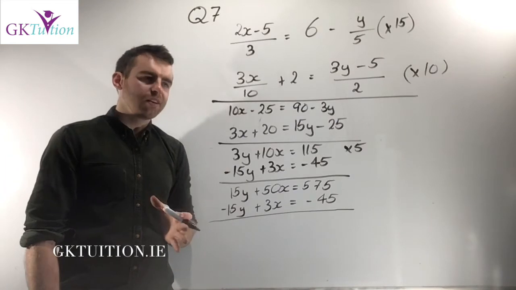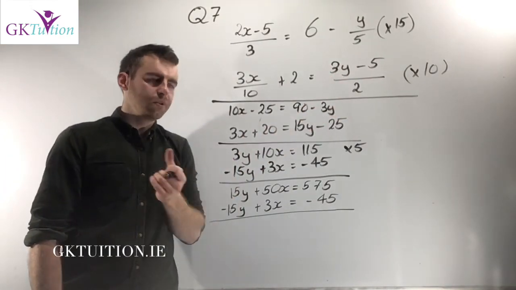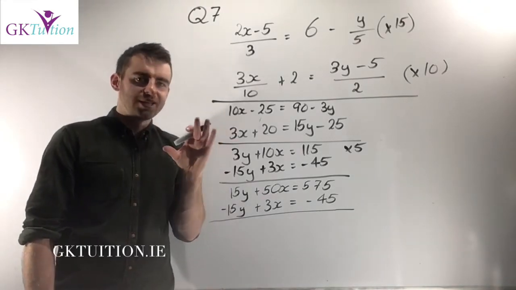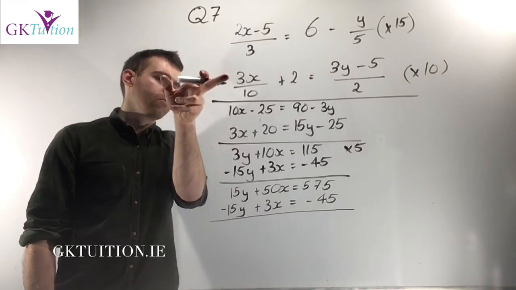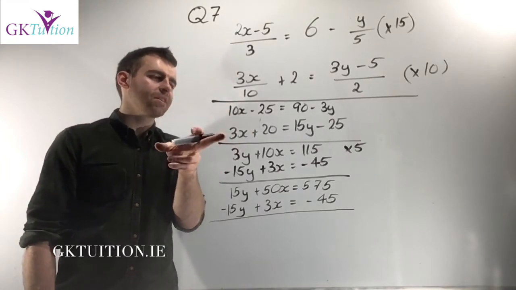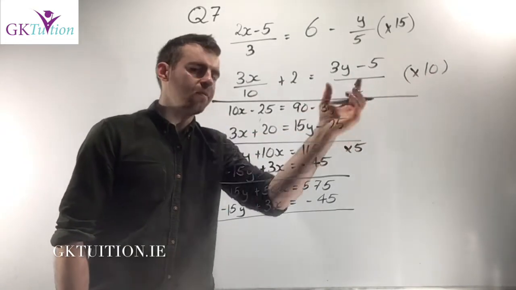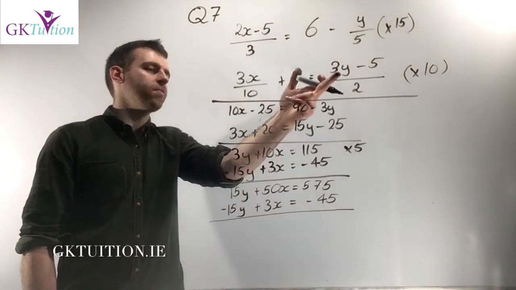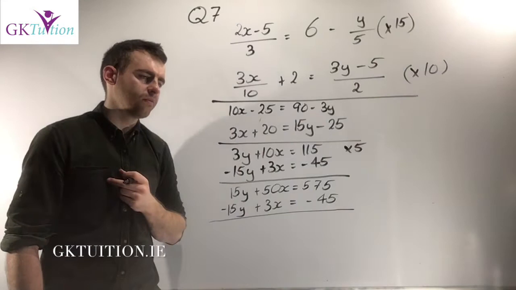If I look at the second equation, the first term is over 10 and the last term is over 2. 2 and 10 both divide into 10. So if I multiply the entire line by 10, I'll manage to eliminate the fractions. So in the first one, 3x over 10 by 10 is just 3x. 2 by 10 is 20. And 2 divides into 10 5 times, so it's 5 times what's on the top of the fraction. 5 by 3y is 15y. 5 by minus 5 is minus 25.